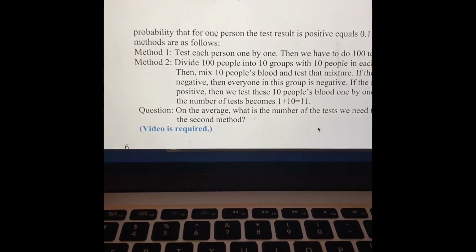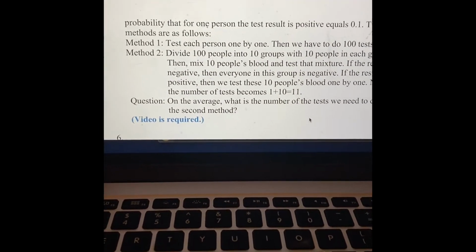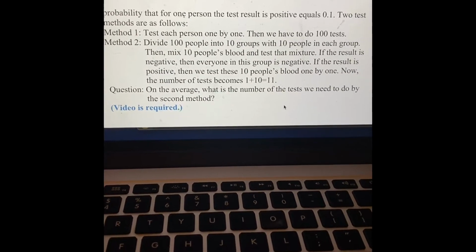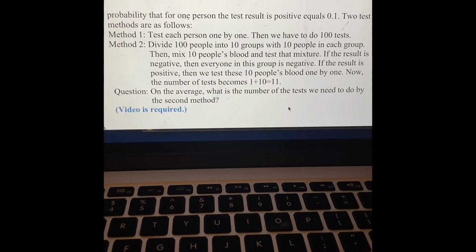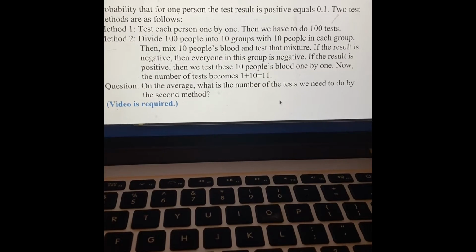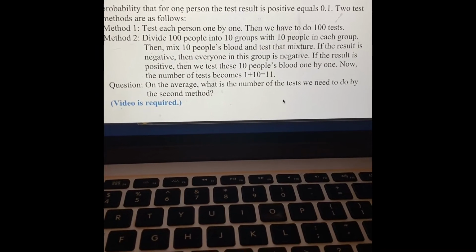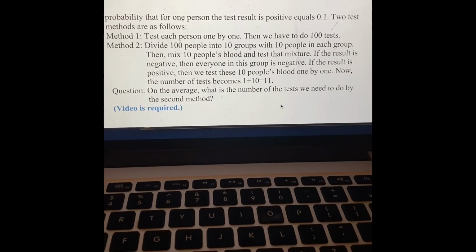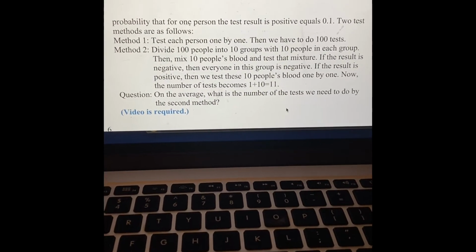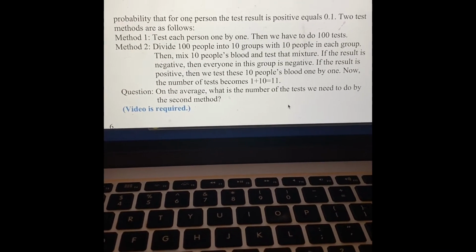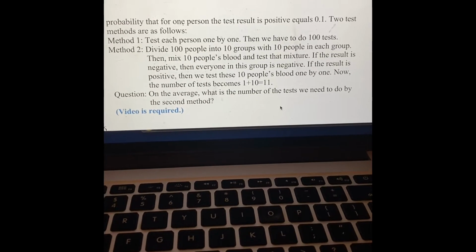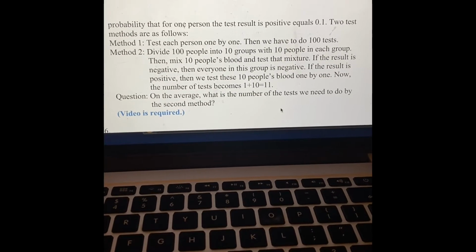Okay, now let's look at the fifth question. For every person, the probability of the test result being positive equals 0.1. And now we need to divide these 100 people into 10 groups.